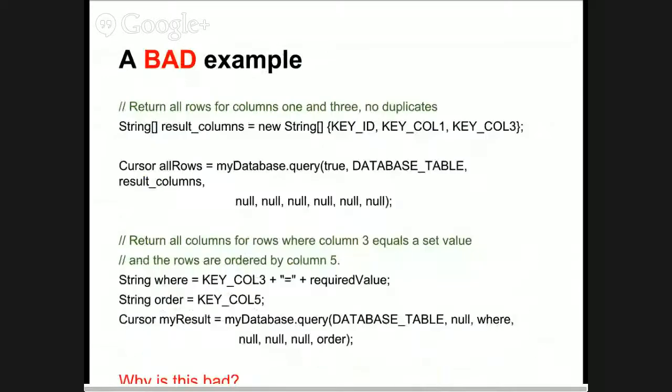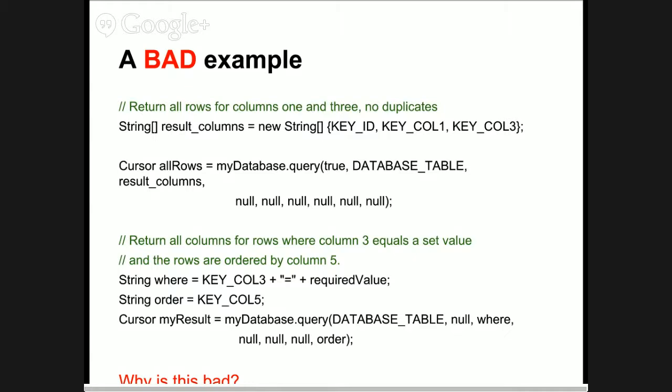Okay, so a bad example would be this, in which I build my query string by, say, the where string is key column 3 plus equals plus the required value. So I'm really assembling the query, as in, I say query is equal to name equals plus name, where name is a variable that I may have. In this bad example, I'm really building the query string by concatenating strings.